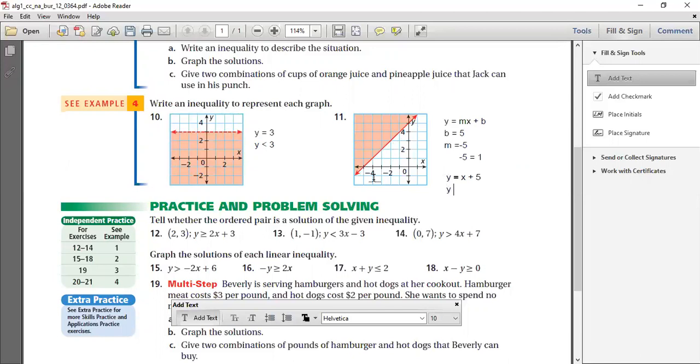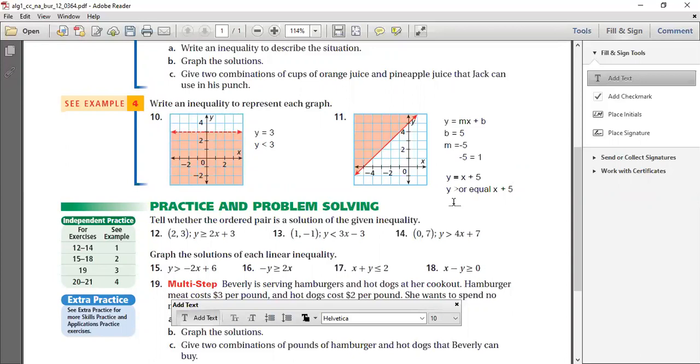Solid line means it needs to be greater than or equal to, or less than or equal to. As I have told you, anything above the line is going to be greater, so that's going to be greater than or equal to. I cannot use that symbol, so I'm using the words. You have to use the small line there, or equal to x plus 5. So that's going to be your equation for this question.